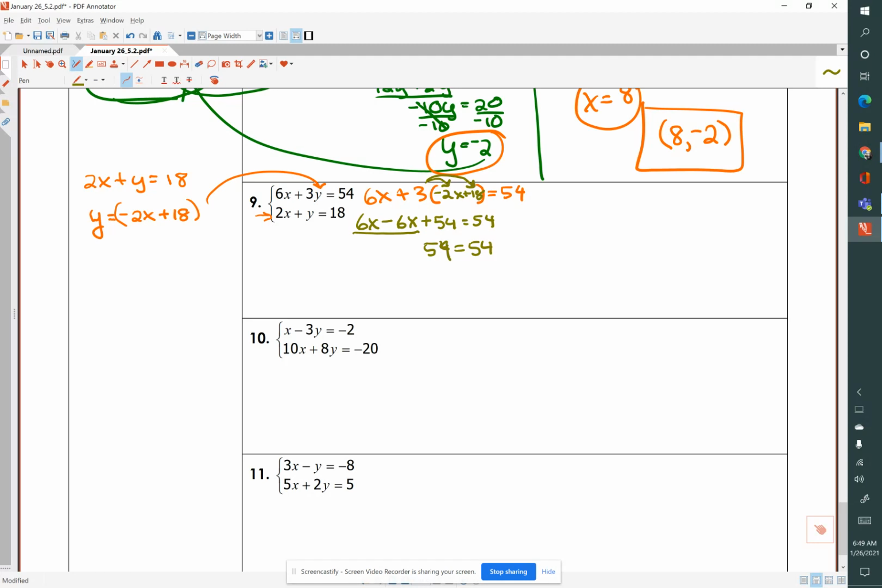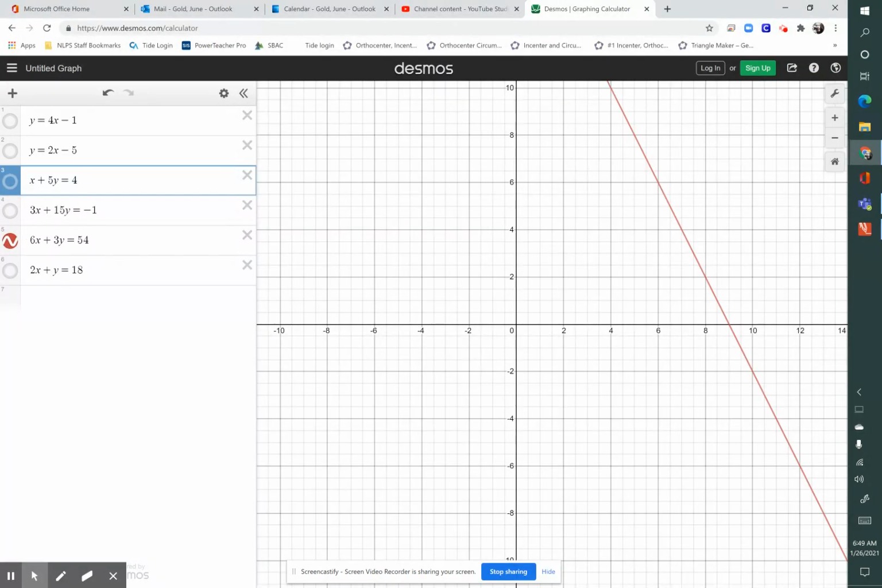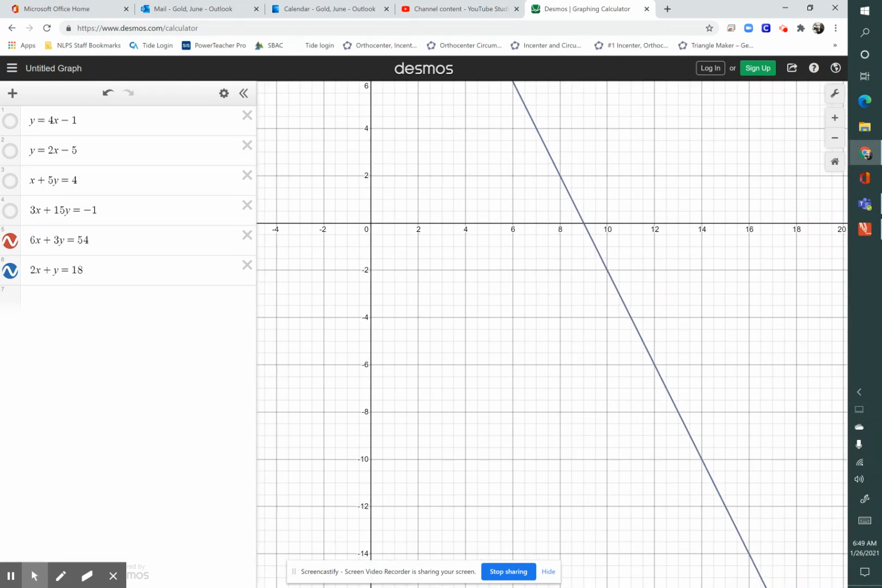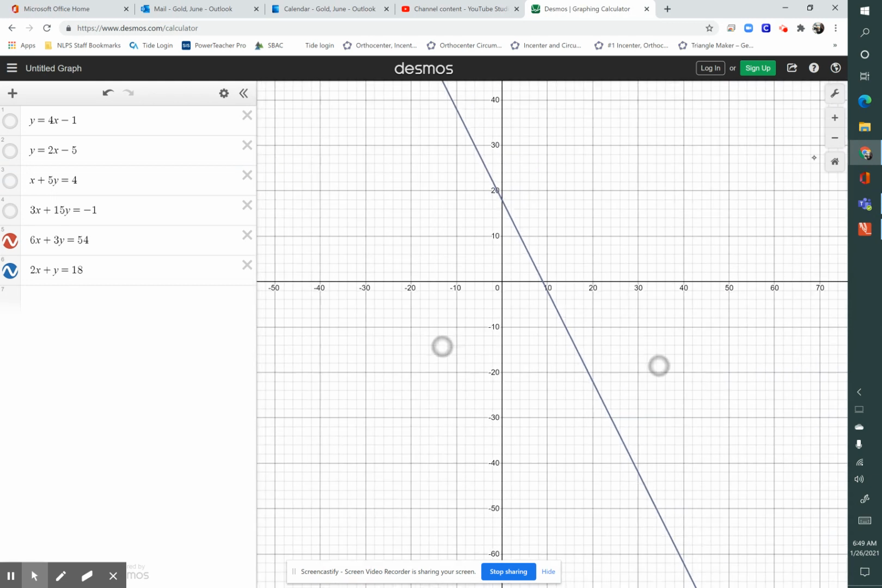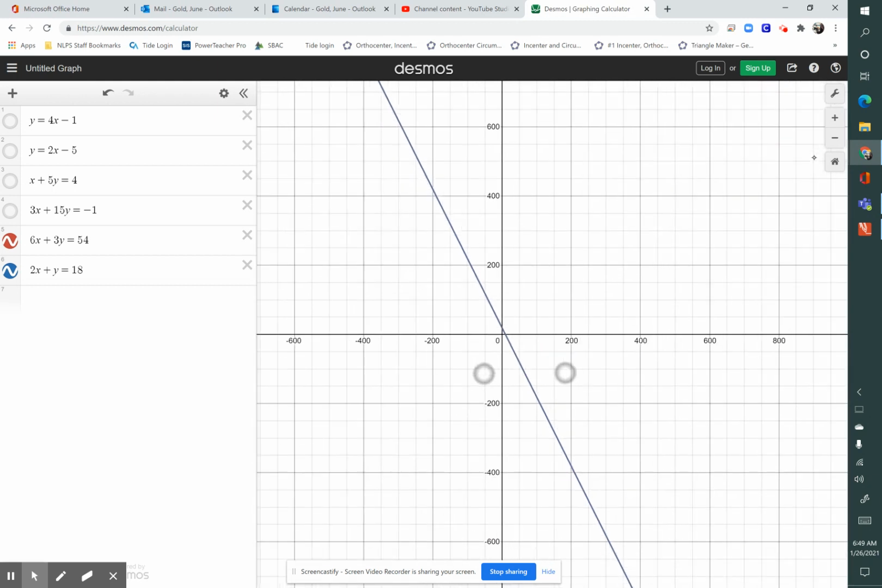What's going on? We were not able to solve for x. Well, when you have a solution like this, that means that there's an infinite number of solutions to your system of equations. So let's graph both of those. That was 6x plus 3y equals 54, and 2x plus y equals 18. And looks like I lost my graph.